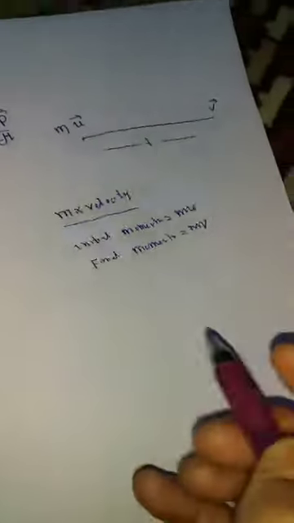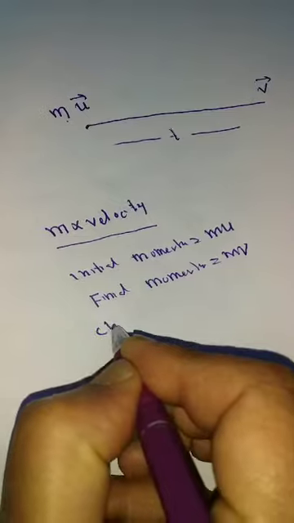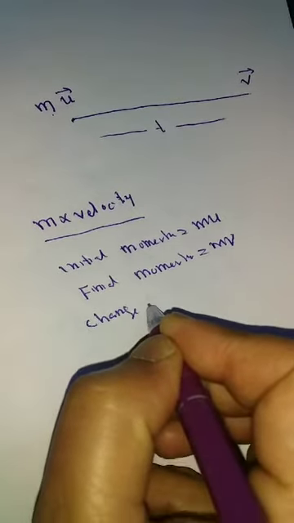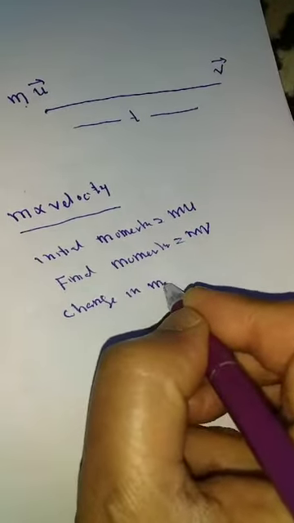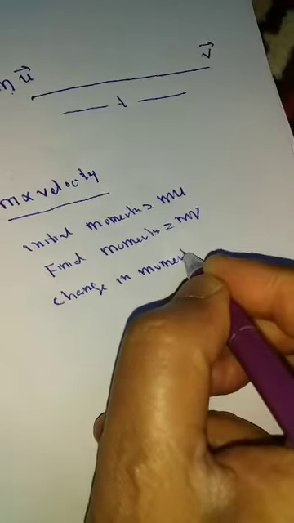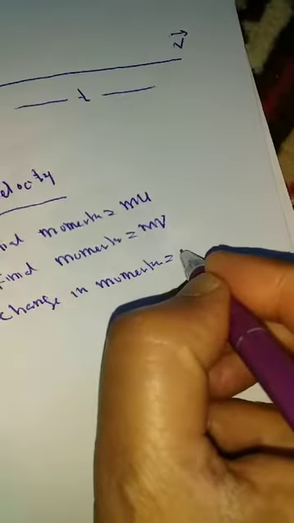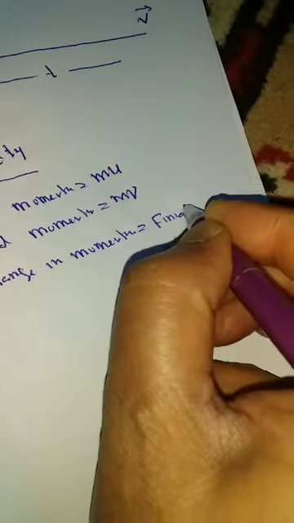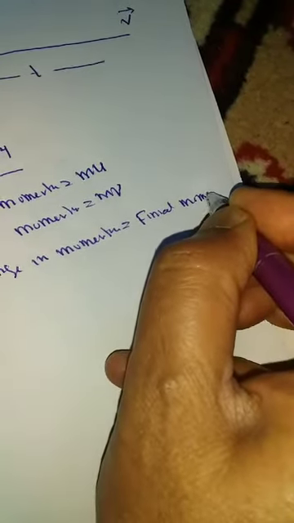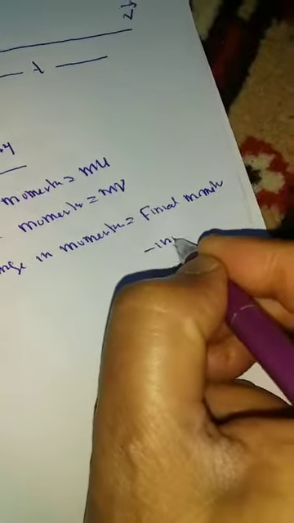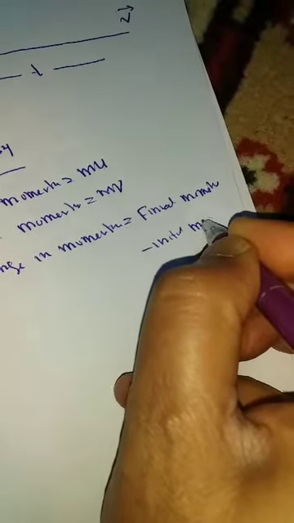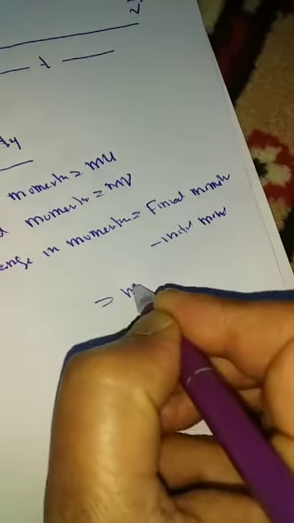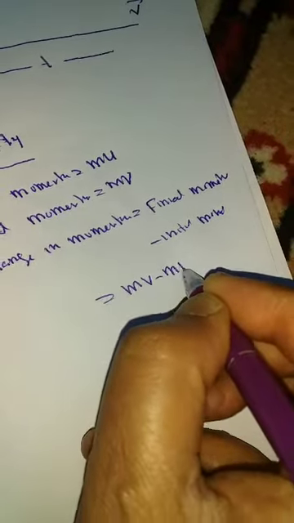If I write the change in momentum, it is the final momentum minus the initial momentum. That means mv minus mu.